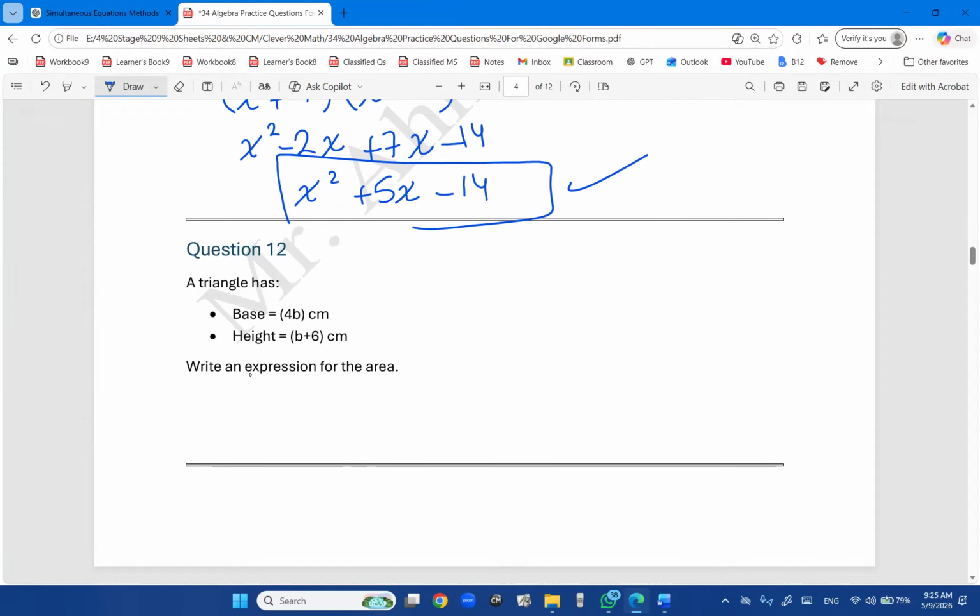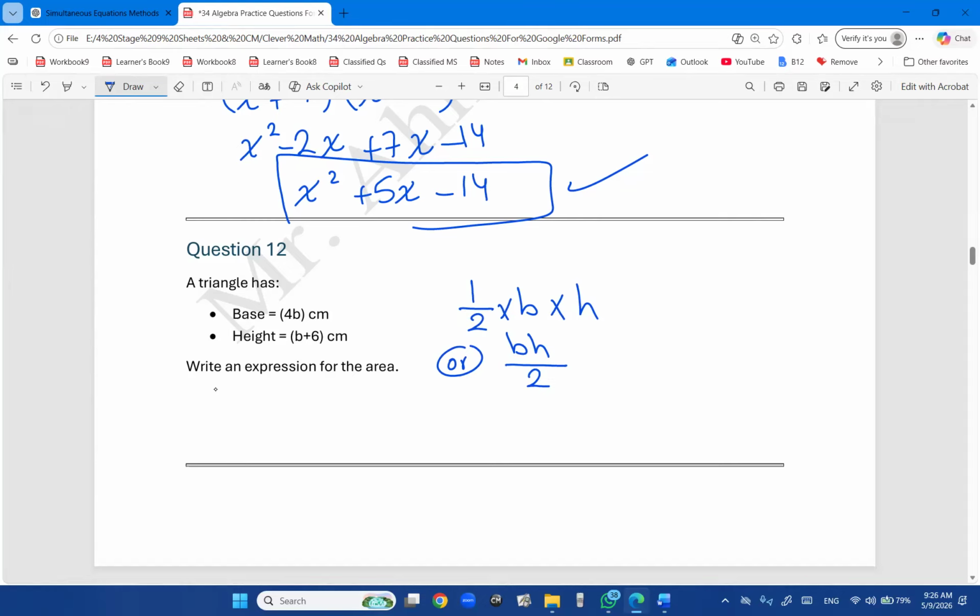Here, they're telling you it is a triangle, and they're giving you the base and the height, and they're requesting an expression for the area. We know that the area of a triangle is half times base times height, or BH over 2. I prefer the second one actually. It's going to help you a lot. The first one is not going to be wrong also. It's going to be the same answer exactly.